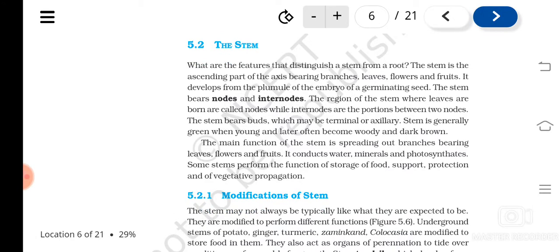It will have nodes and internodes, isn't it? So nodes means what? The region from where the leaves originate. Internode means in between the two nodes. Understood? So like this, nodes and internodes will be there in the stem.